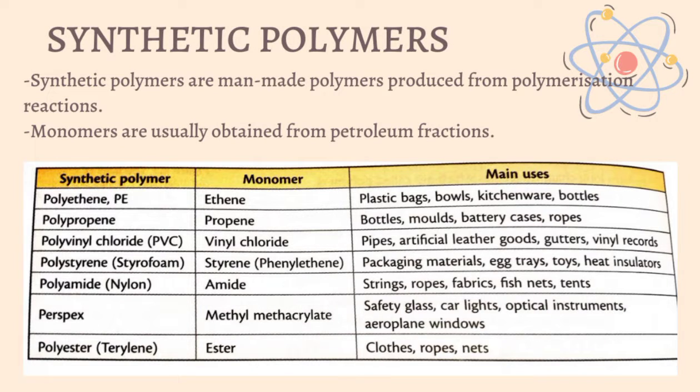Synthetic polymers. Synthetic polymers are man-made polymers produced from polymerization reactions in the laboratory or industry. Monomers are usually obtained from petroleum fractions. The table shows examples of synthetic polymers, their monomers, and their main uses.